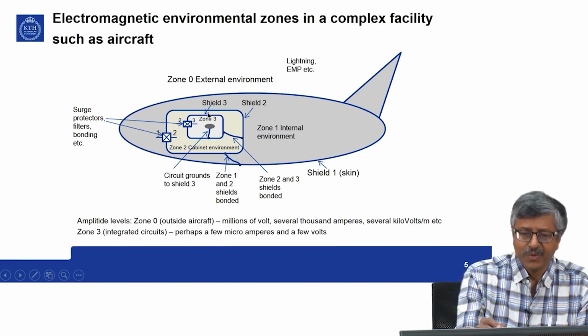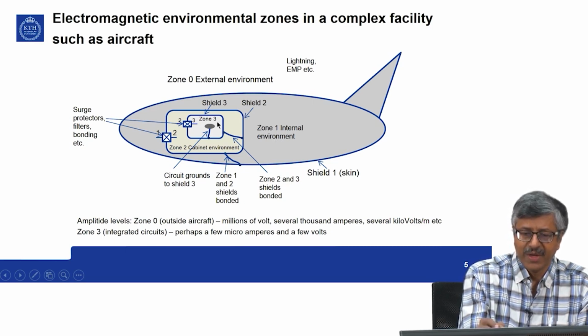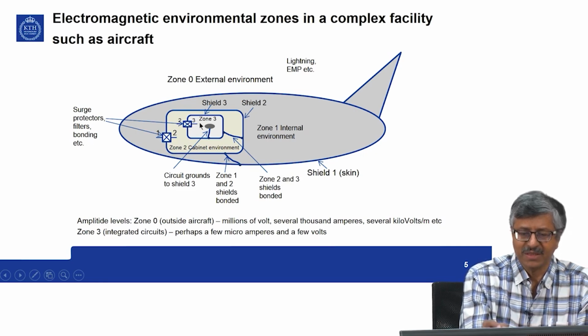Then you have a shield 2, a kind of shield. Then you have shield 3, and here you have the very sensitive flight controls and other things. And the penetration from one zone to the other is controlled by surge protectors, filters, bonding, etc.